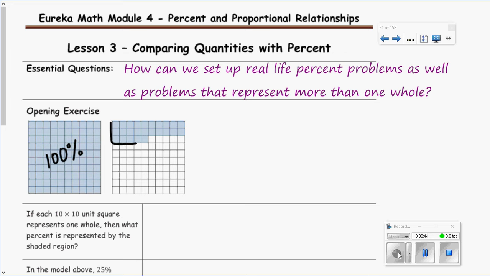And then this one, you don't really need to count. I know that a lot of you want to automatically start counting, but you know that this is 10 and this is another 10. And then you just have to count that this is 5. So that's 25 out of 100, which is 25%. Okay, so altogether, that equals 125%. And that's really all that you have to do on this one.